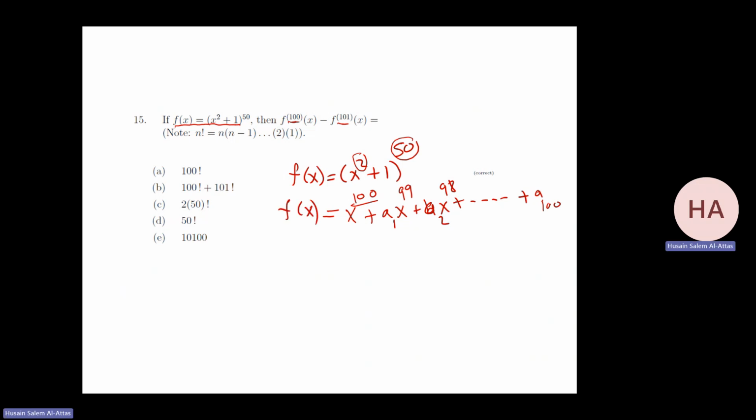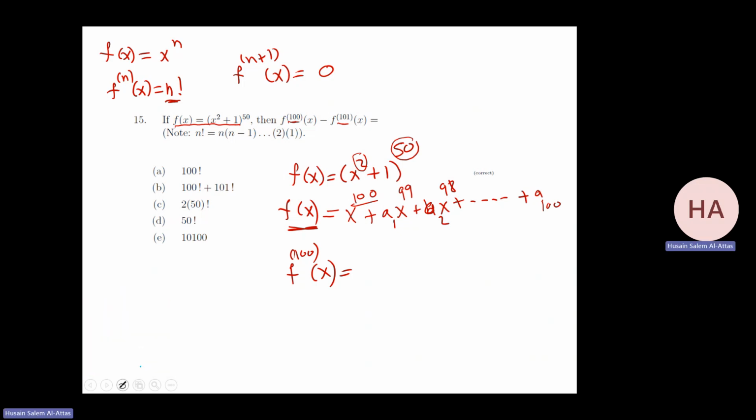If you remember, we said if I have x to the power n, what is the nth derivative? That will be n factorial. What is the n plus 1 derivative? That will be 0, because n factorial is just a number, and the next derivative will be 0. Now, if I want to find the 100th derivative of this function, let me think of it this way.